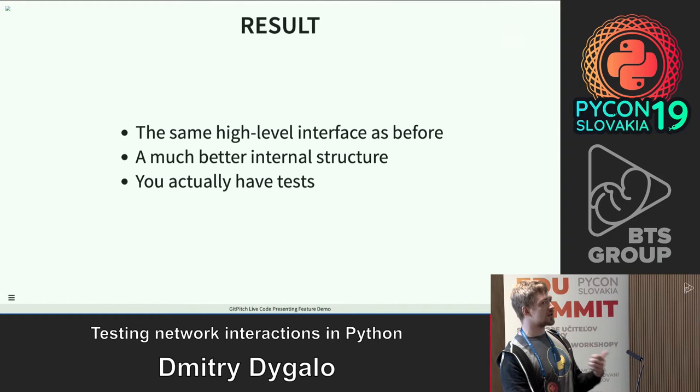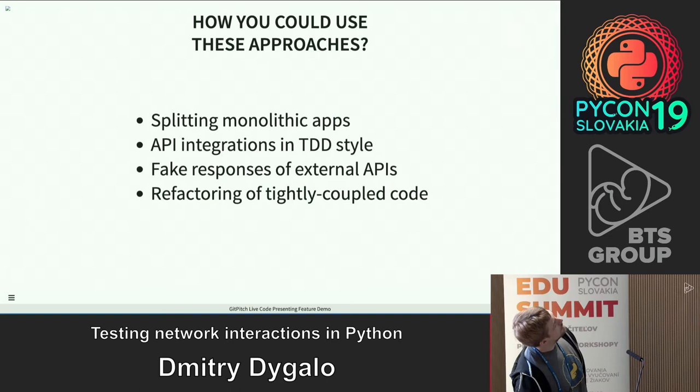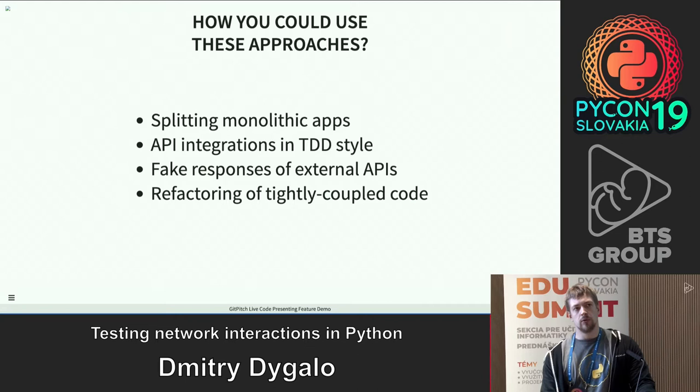So, how could you use these approaches? It's really nice for splitting monolithic applications because you're able to test those interactions that you have after the split. It's really nice for API integrations in TDD style. It's pretty straightforward. And if you need to fake some responses of external APIs, it could also help you with refactoring some tightly coupled code with a lot of side effects.